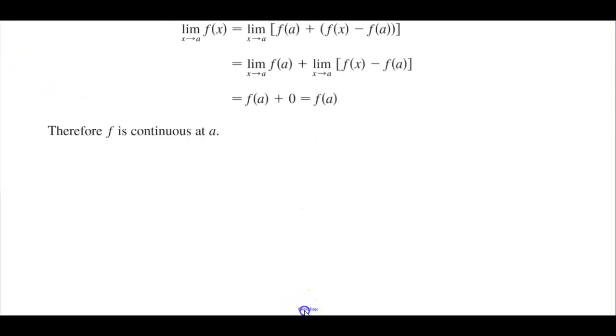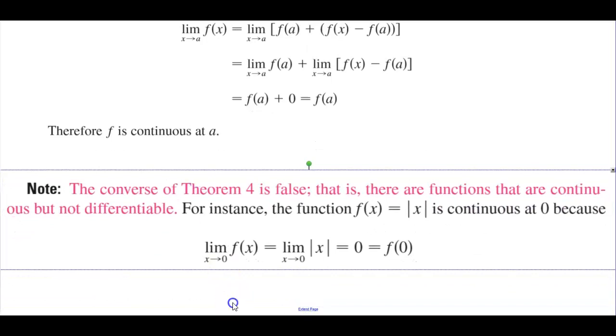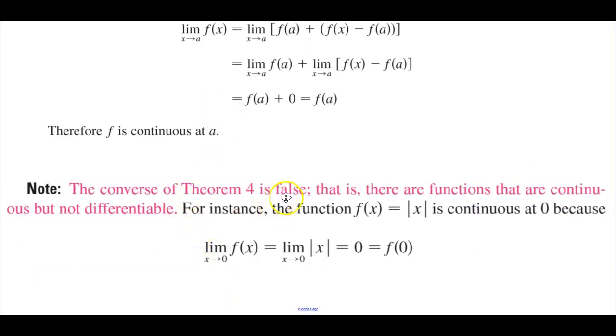Now, there is a note that we should pay attention to here. The note is that the converse of this theorem is false. That is, there are functions that are continuous but not differentiable. So, for instance, the function f of x equals the absolute value of x is continuous at 0, because we found that the limit as x approaches 0 of f of x is equal to the limit as x approaches 0 of the absolute value of x, which is equal to 0, which is equal to f of 0.